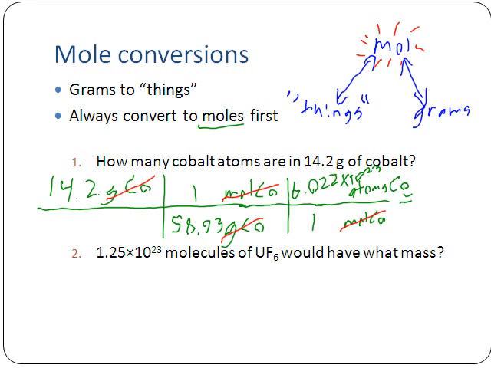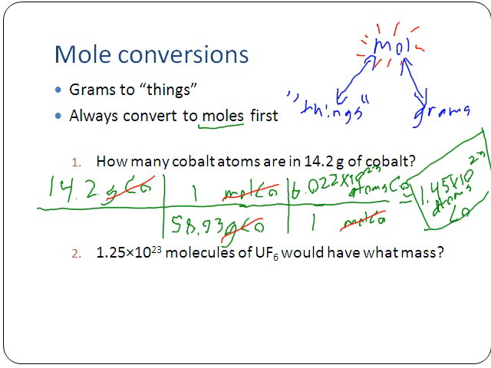So setting this up, we'd say 14.2 times 1 times 6.022 times 10 to the 23rd divided by 58.93 divided by 1. And so doing that, I end up with 1.45108 times 10 to the 23rd. Since our original value had only 3 significant figures, this one will too. So 1.45 times 10 to the 23rd atoms cobalt. And so that is going to be our final answer. So that's how you'd set that up.